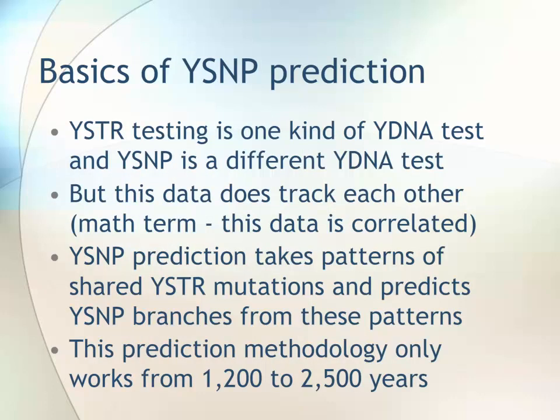There are some basics behind YSNP prediction that you need to understand. YSTR testing is one kind of YDNA testing, and YSNP is really a different kind of YDNA test. They're somewhat independent, but this data does track each other. In mathematical terms, this means the data is correlated. YSNP prediction takes patterns of shared YSTR mutations and, based on those shared mutations, predicts YSNP branches from these patterns. This prediction methodology works best in the 1200 to 2500 year range.